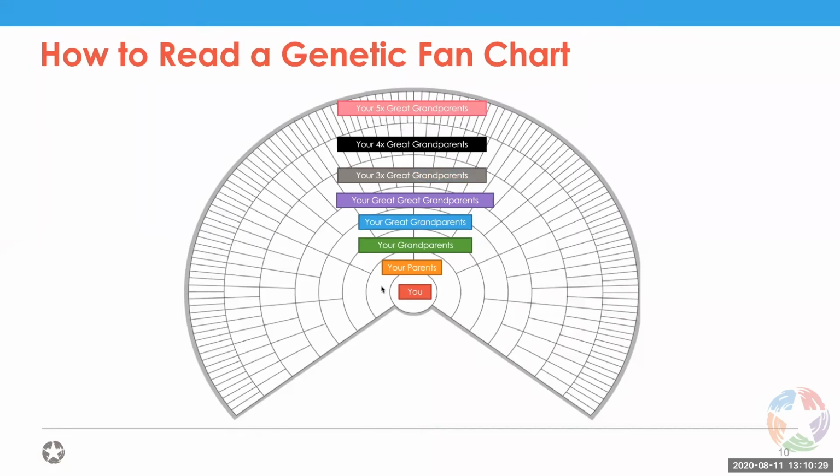So this is a typical generational fan chart. However, you can see ones that are smaller or bigger depending on how successful you are with your genetic genealogy family hunt. With that, we're going to go into a Y-DNA genetic fan chart, and that way you can see how it looks represented on this fan chart.